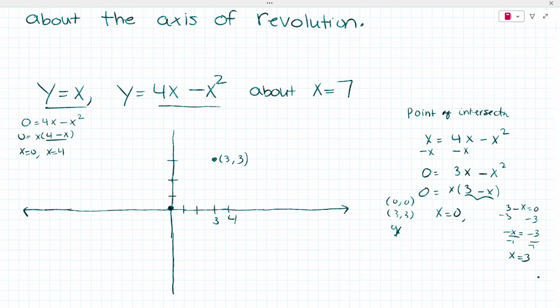So it should look something like this. The parabola is concave down, goes through 0, 0, and has an x-intercept of 4, 0. And then the linear line is easy. It's y equals x, goes through the origin, and then it has to go through 3, 3. So it should look something like this.